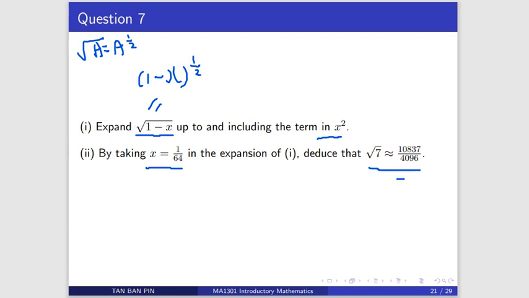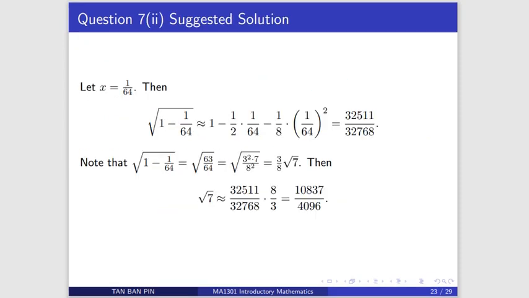After that, you just follow the question. Sub x is 1 over 64, and try to deduce square root of 7 is 10837 over 4096. So you sub x as 1 over 64, it becomes square root of 63 over 64. So that's how you get this.